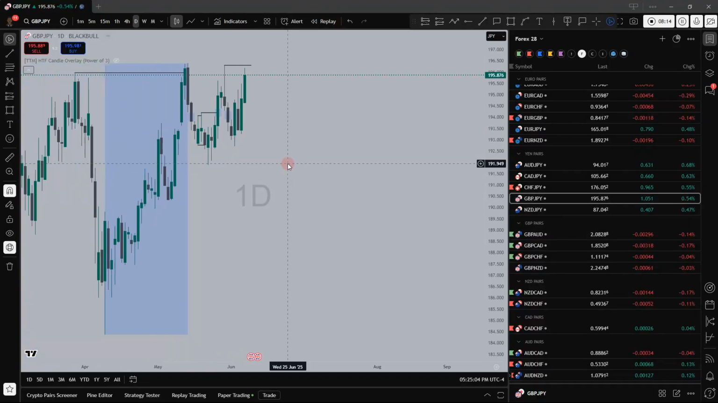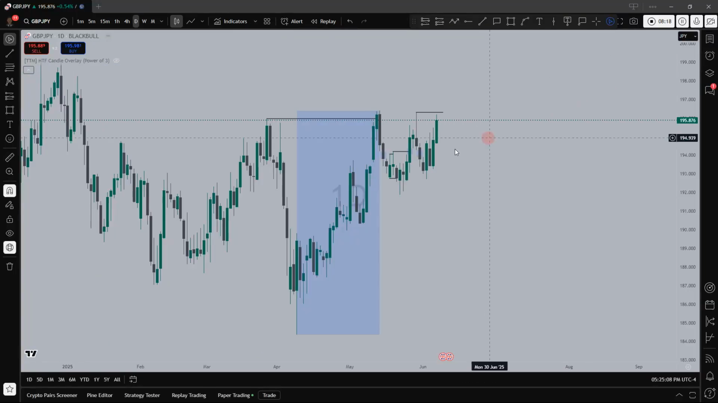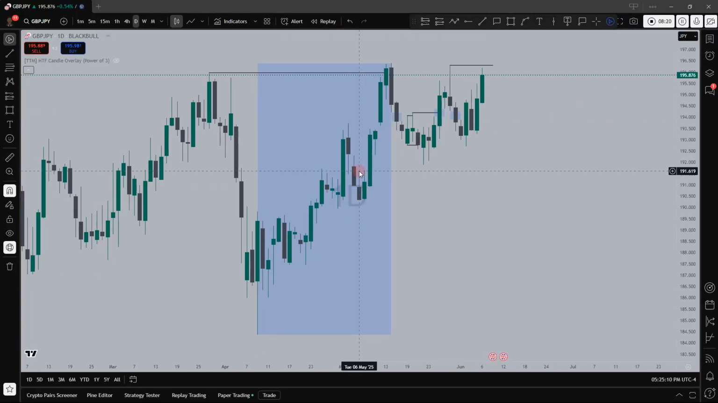So that's the quick analysis of how I find biases. One of the ways actually, but you can try daily to see where the price is heading in a few days or upcoming days. So that's it.